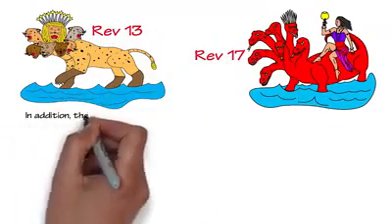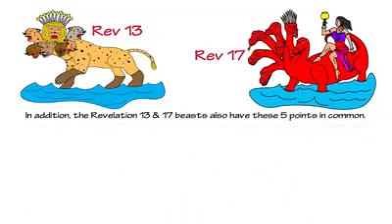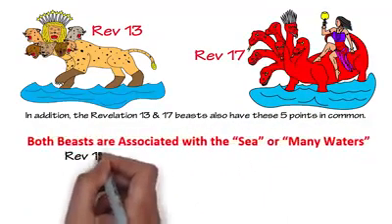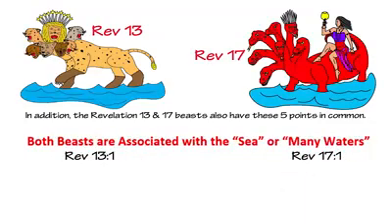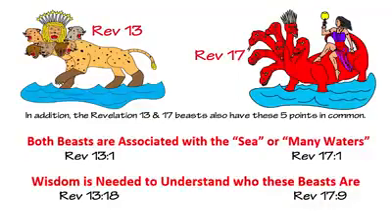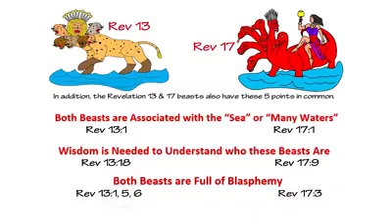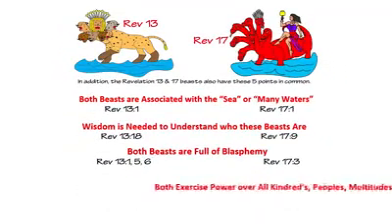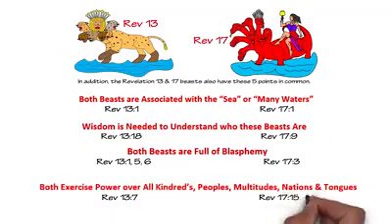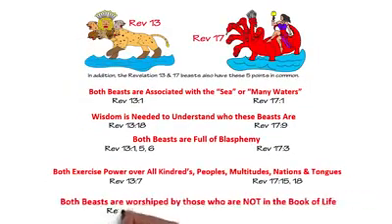In addition, the Revelation 13 and 17 beasts also have these 5 points in common. Both are associated with the sea or many waters. Wisdom is needed to understand who these beasts are. Both beasts are full of blasphemy. Both exercise power over all kindreds, peoples, multitudes, nations, and tongues. Both beasts are worshipped by those who are not in the book of life.